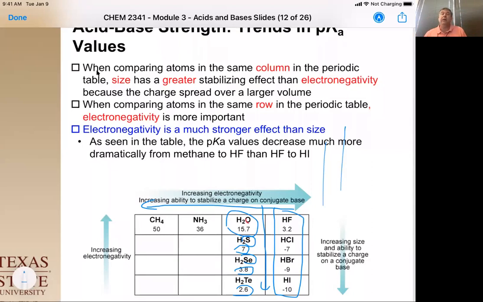I'm sorry, I ran a minute over, but we will continue there with the 3 other things that affect acidity. The numbers would be the pKa. Yes, those were all in pKa's, yes.